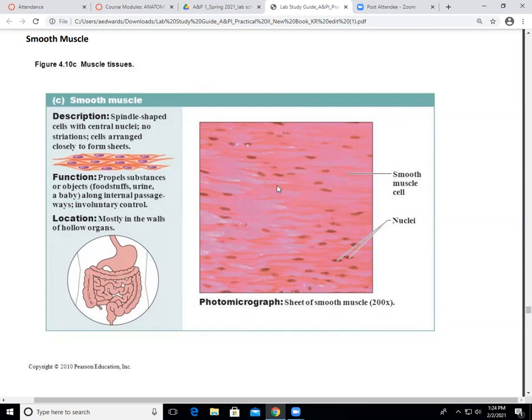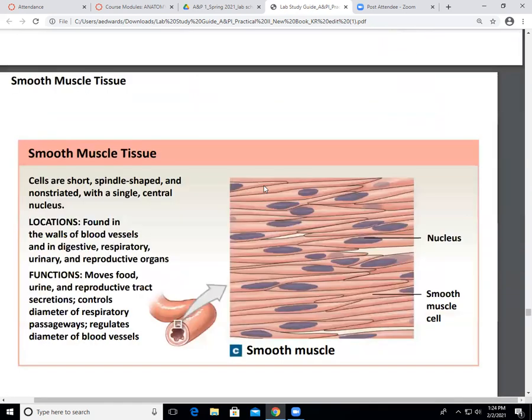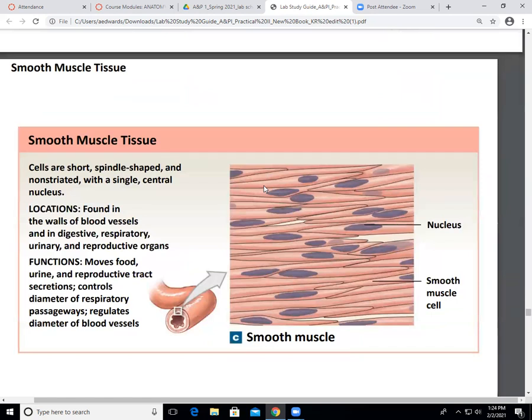Actually, this would go under location, walls of hollow organs. All right. And these are spindle-shaped cells. You can see that, but they're thin and they're narrow on the ends. And I'll have some models in here for you on Thursday, so you can kind of see that as well.